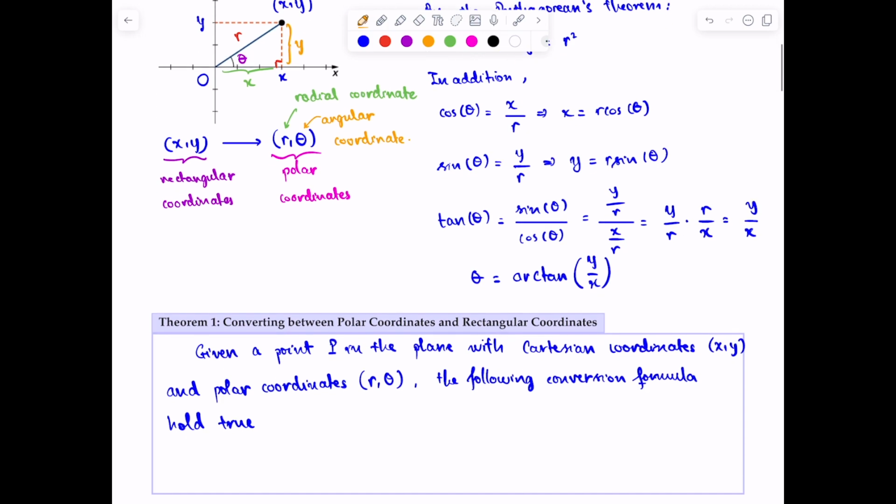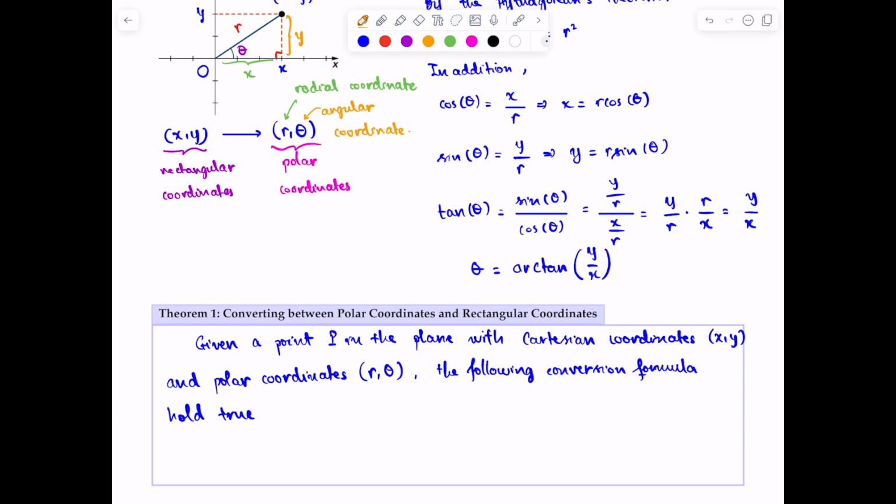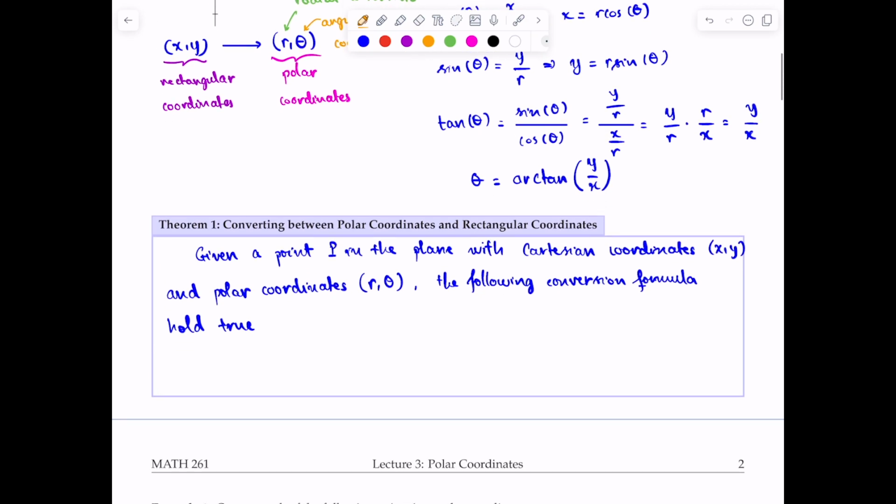Okay, now I'm going to write out a formal theorem for converting between the polar coordinate system and the rectangular coordinate system. Given a point P in the plane with Cartesian coordinates x, y, and polar coordinates r, theta, the following conversion formulas hold true. So we're going to have 4 different formulas.